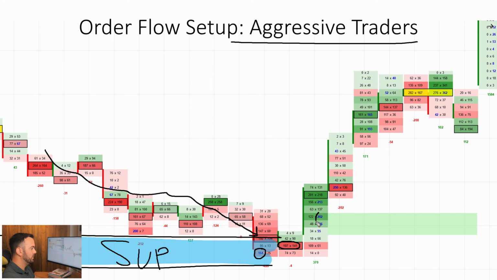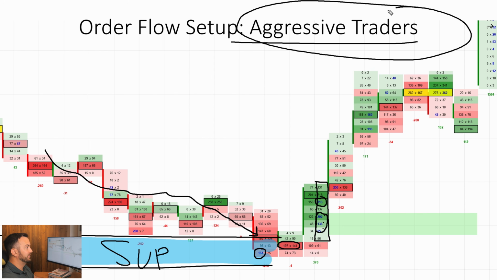In here we have a beautiful buying imbalance. This is actually a stacked imbalance because three imbalances are on top of each other. Then we have another imbalance in here. As you can see, the volumes on ask are rather heavy here, and it seems that buyers are way more aggressive here than sellers.